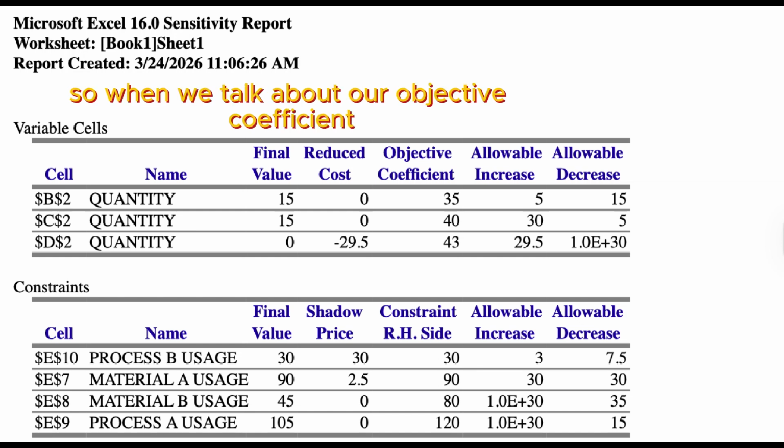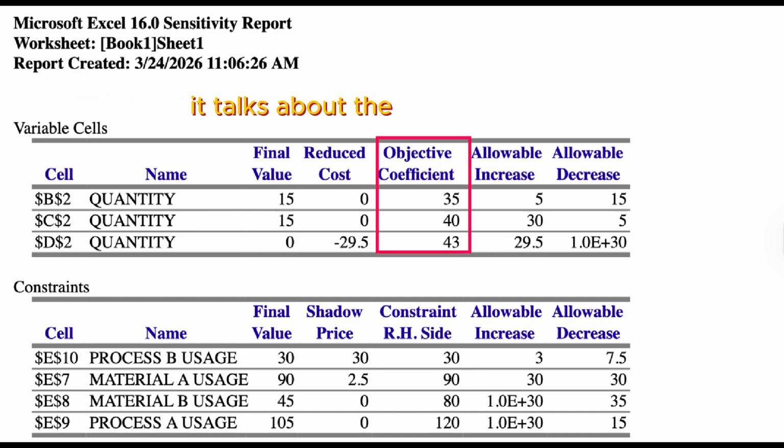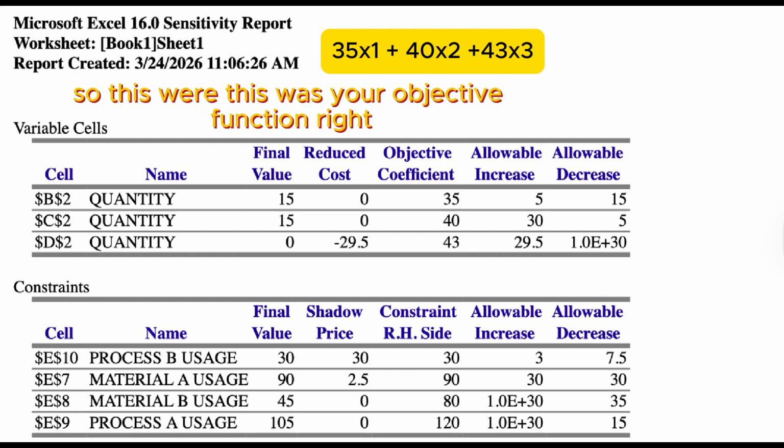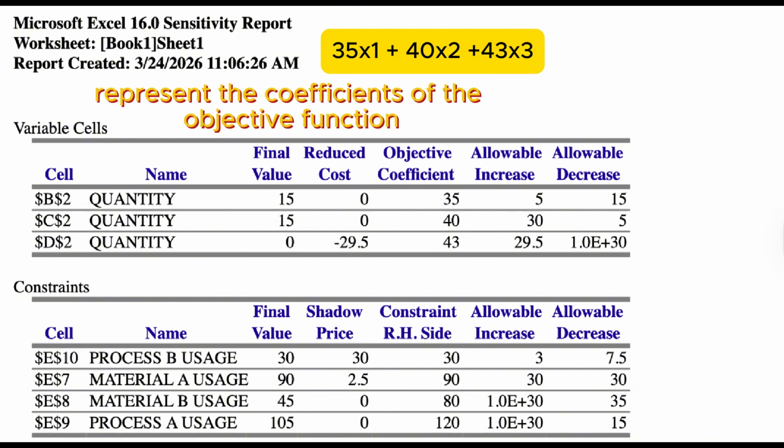When we talk about objective coefficients, it talks about the coefficients of the objective function. For this particular question, your objective function was 35 x1 plus 40 x2 plus 43 x3. So these values represent the coefficients of the objective function.